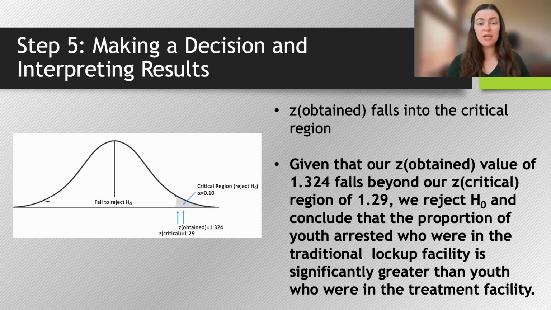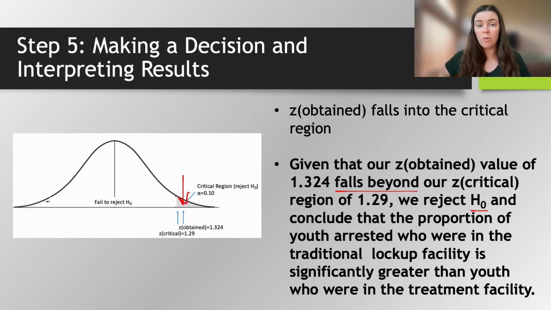So how do we actually interpret this within the context of the problem? Similar to how you saw in the part 1 video, this shell format of how to interpret these results remains fairly consistent. So given that our z obtained value of 1.324 falls beyond our z critical region of 1.29, we reject H0, which is our null hypothesis, and conclude that the proportion of youth arrested who were in the traditional lockup facility is significantly greater than the youth who were in the treatment facility.